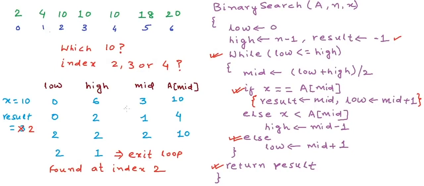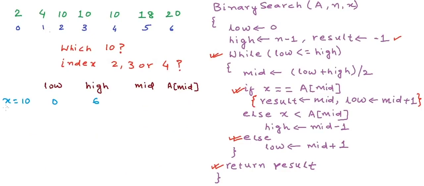Okay, so let us quickly see a simulation for this implementation also. Once again we start with low 0, high 6, and we also start with result -1. -1 means that we have not found x in the array so far. Now mid would be 3 and the mid element would be 10. We are executing the while loop here. Now we come to this condition, x is equal to a mid. So first we modify our result. We found an x at index 3 and then we modify low to mid plus 1, which will be 4.